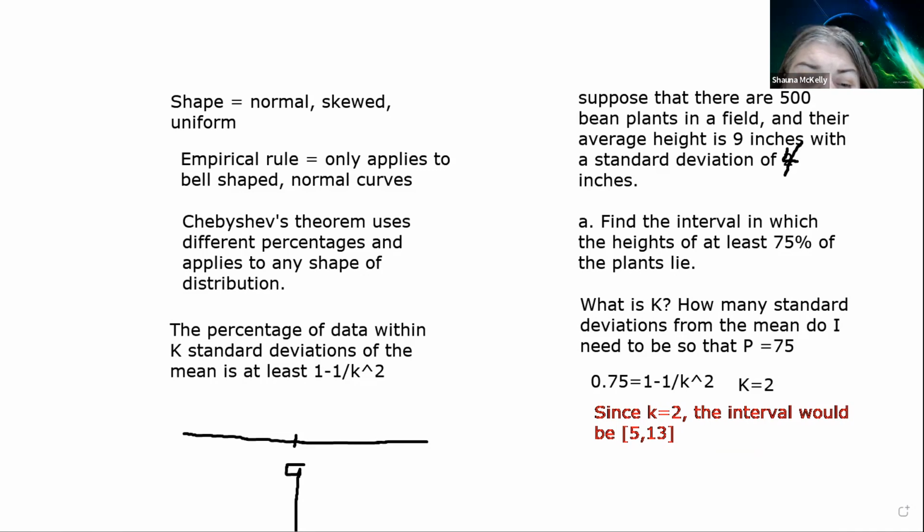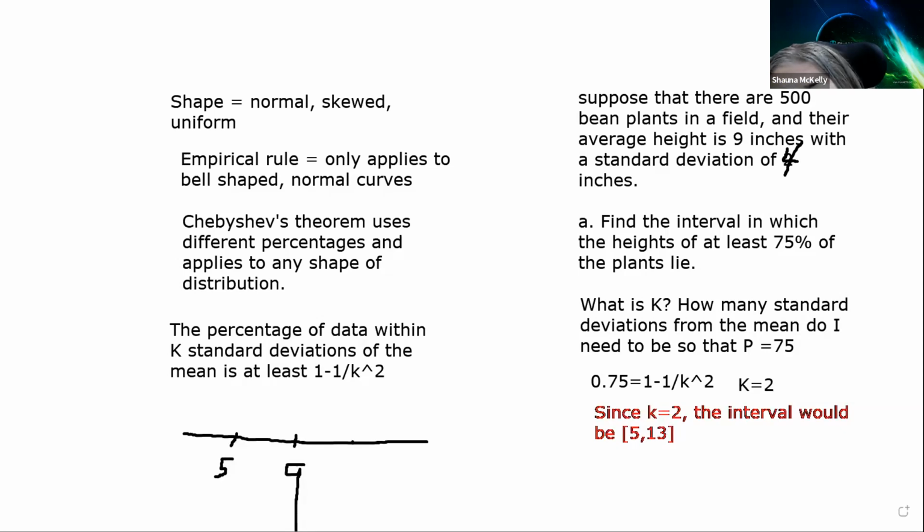But this is 9 units, okay? Now, the standard deviation is 4 units, right? So now I have to count by 4s. I'm counting by what the standard deviation is, okay? So in this case, if I'm counting by 4, 9 minus 4 is 5, right? And 13. And this is 13.